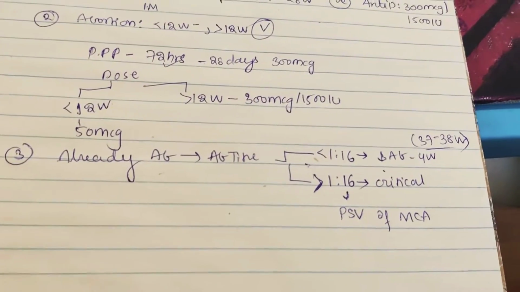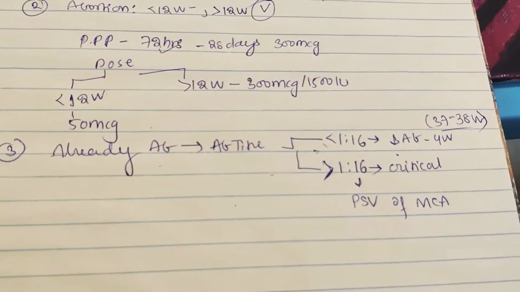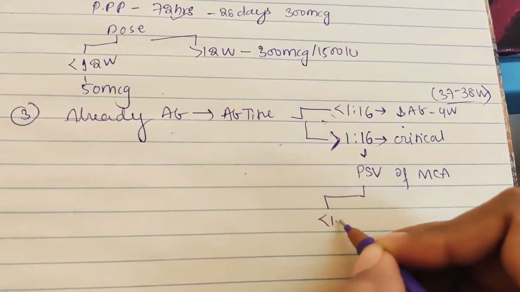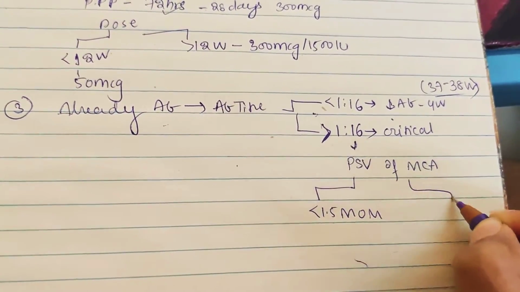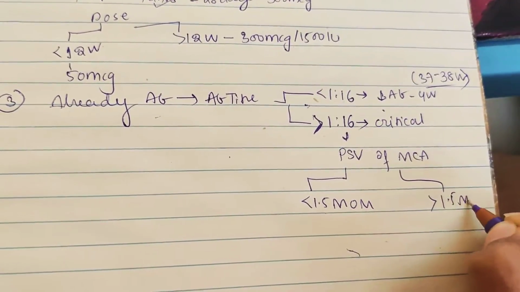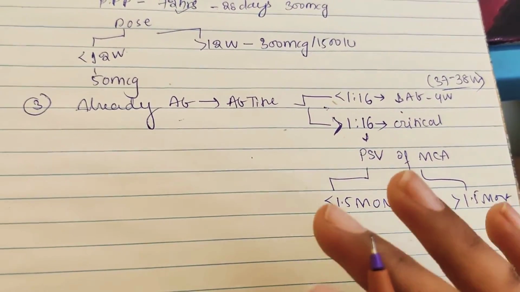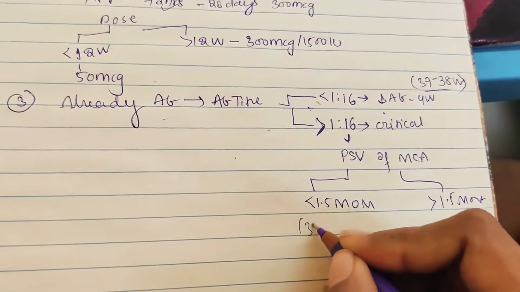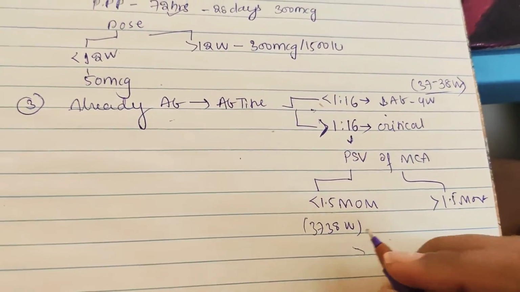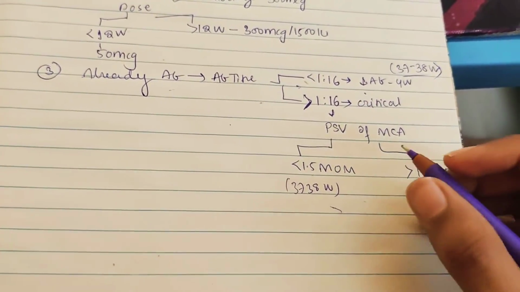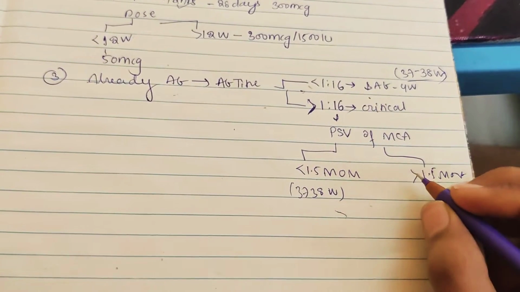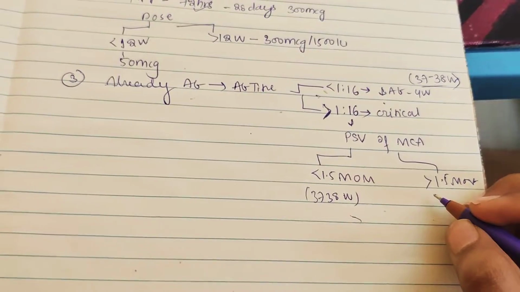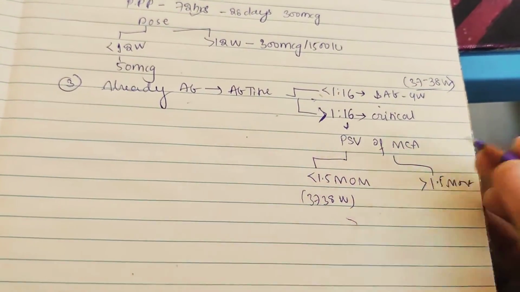After doing this Doppler, what happens now? In this Doppler, you may get values less than 1.5 MoM or greater than 1.5 MoM. If less than 1.5, you keep repeating the test, and you do this Doppler test every week until 37 to 38 weeks. If it is greater than 1.5, do the ultrasound to check for the development of hydrops fetalis, whether there is hydrops fetalis or not.